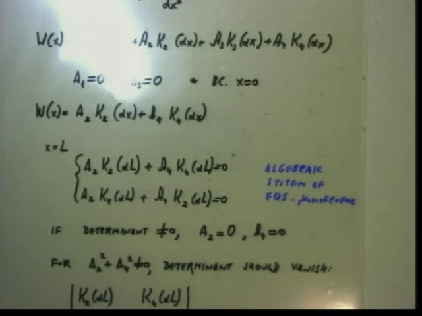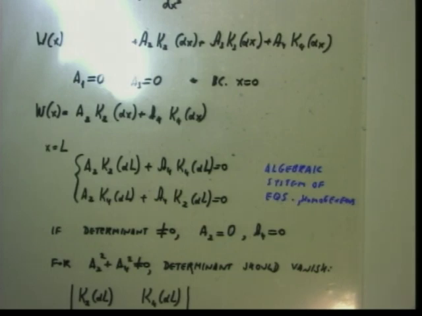So A2 K2 plus A4 K4. So these are left. Now I have to satisfy boundary conditions at x equals L. I get A2 K2 alpha L plus A4 K4 alpha L equals 0.